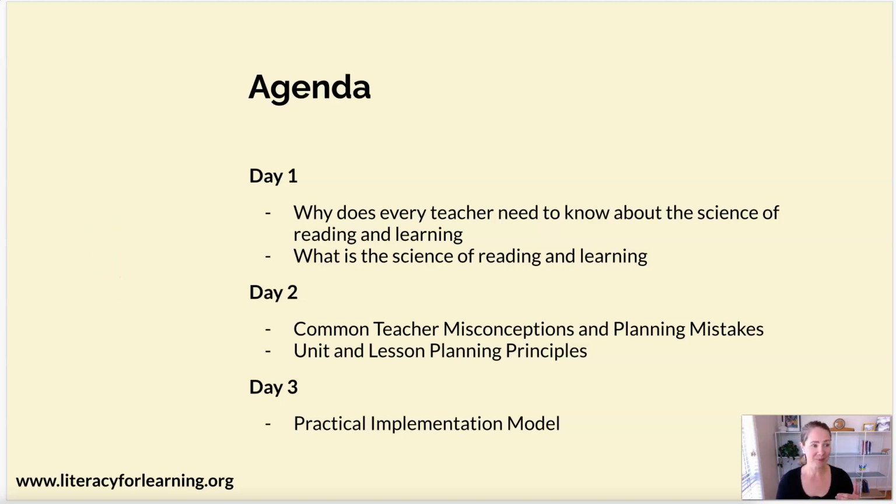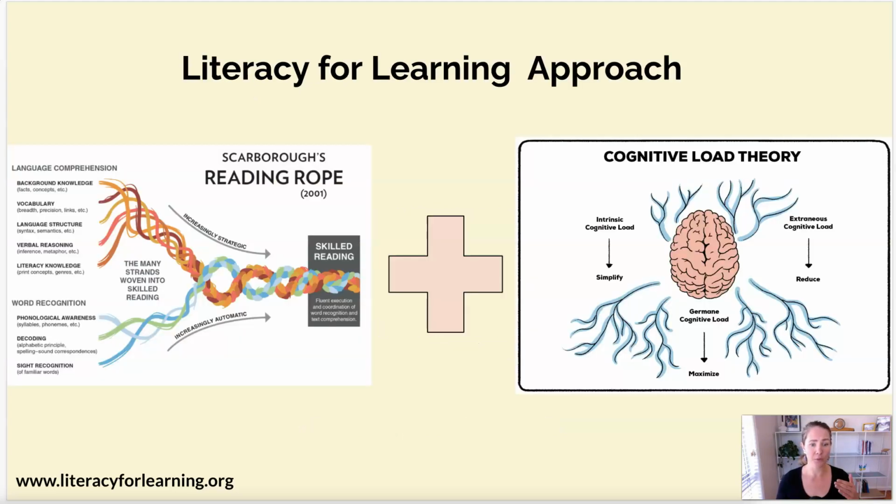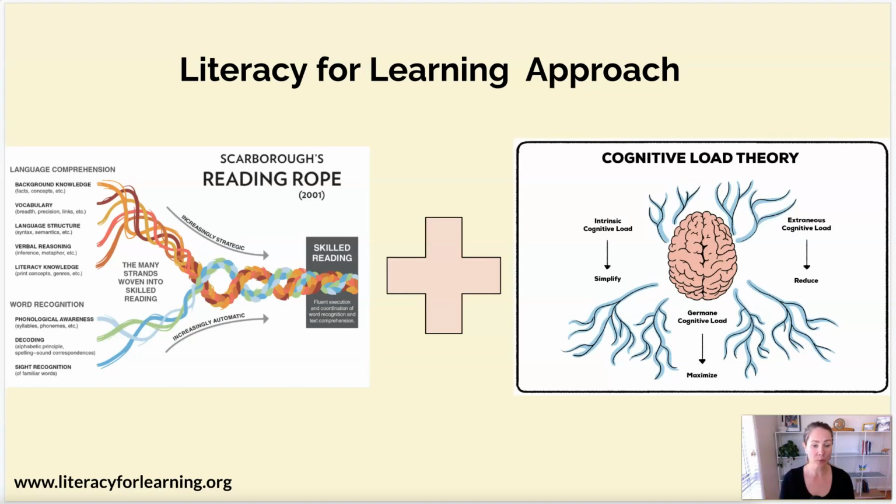Okay, so let's recap the 2 theoretical frameworks that we looked at. One is based on the body of research in the science of reading, and that's Scarborough's reading rope. If we take a look at the rope, it tells us all the elements that go into skilled reading. There are 8 elements there, 5 in the language comprehension part and 3 in word recognition.